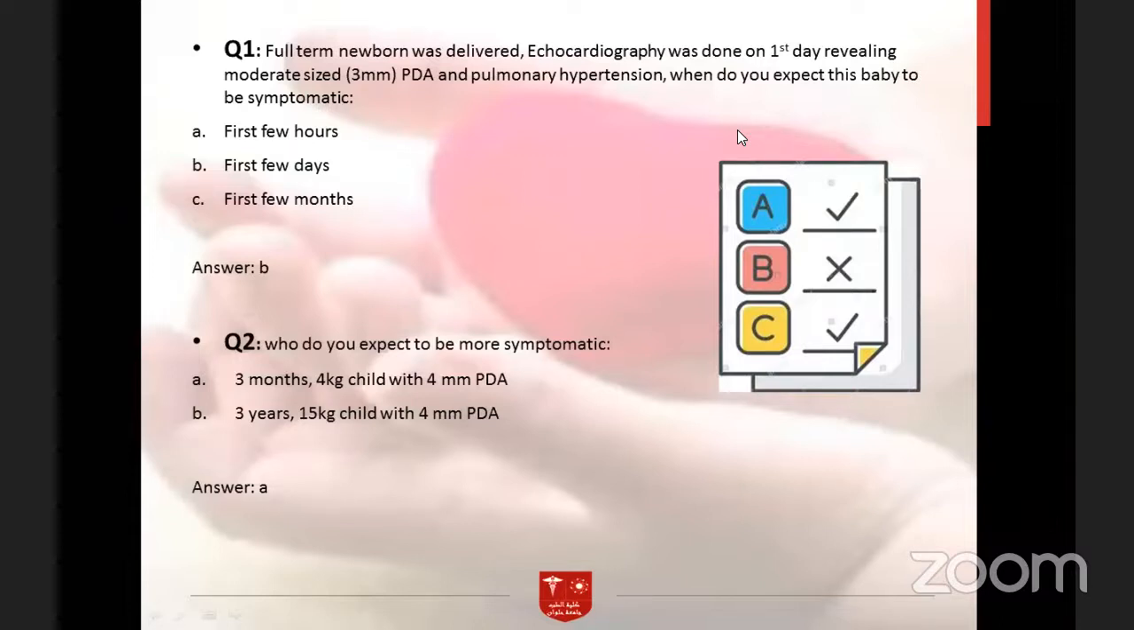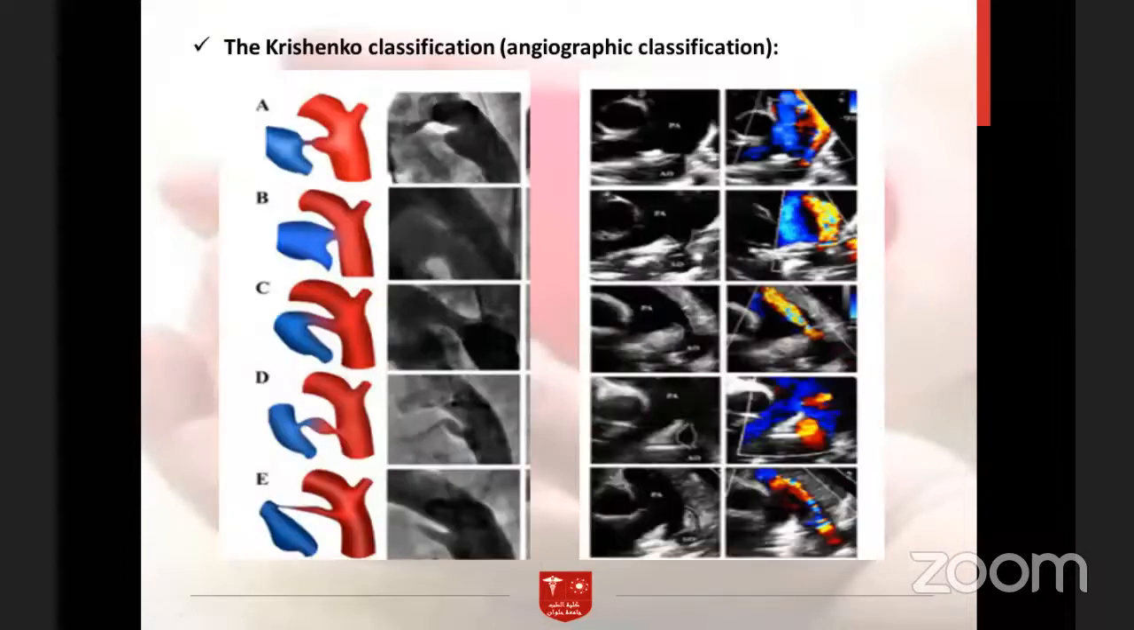In 1989, Professor Antoniu Krichenko and his colleagues introduced this marvelous angiographic classification of PDA. They classified PDAs into 5 types according to the angiographic shape. Type A is conical with a well-defined aortic border and constricted pulmonary end. Type B is short, window shaped.